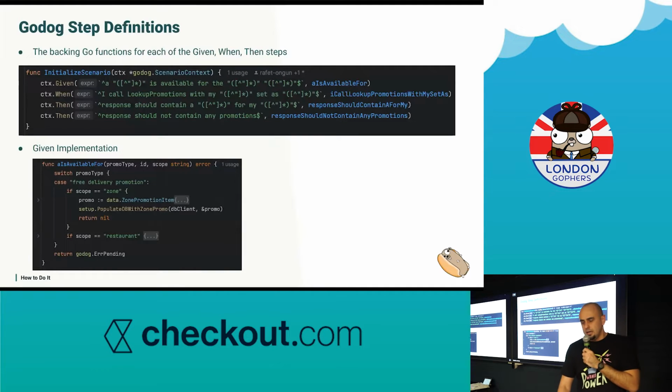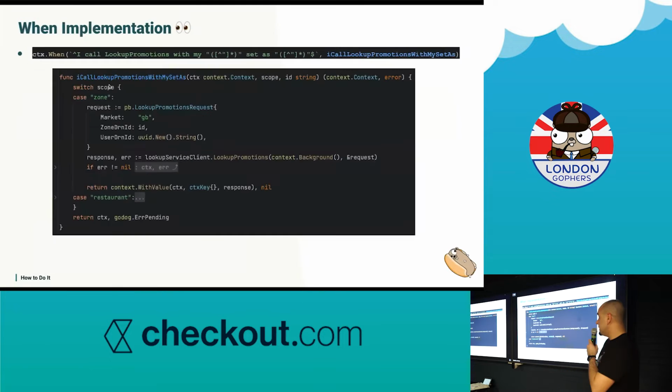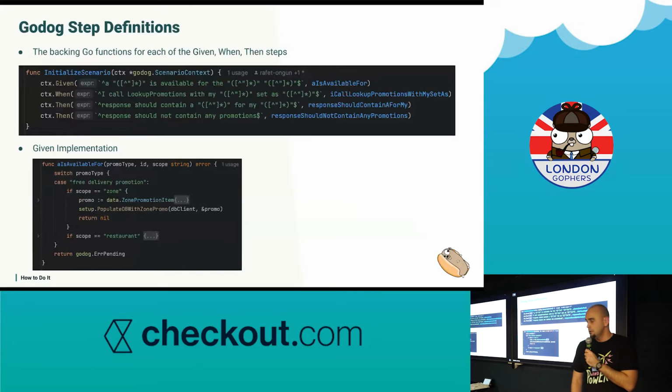For example, at the top, we've got our given scenario. Given a parameter is available for the parameter. And my Go function is actually expecting 3 parameters, and I'm basically setting up my tests using these parameters, promo type, zone, etc., etc.